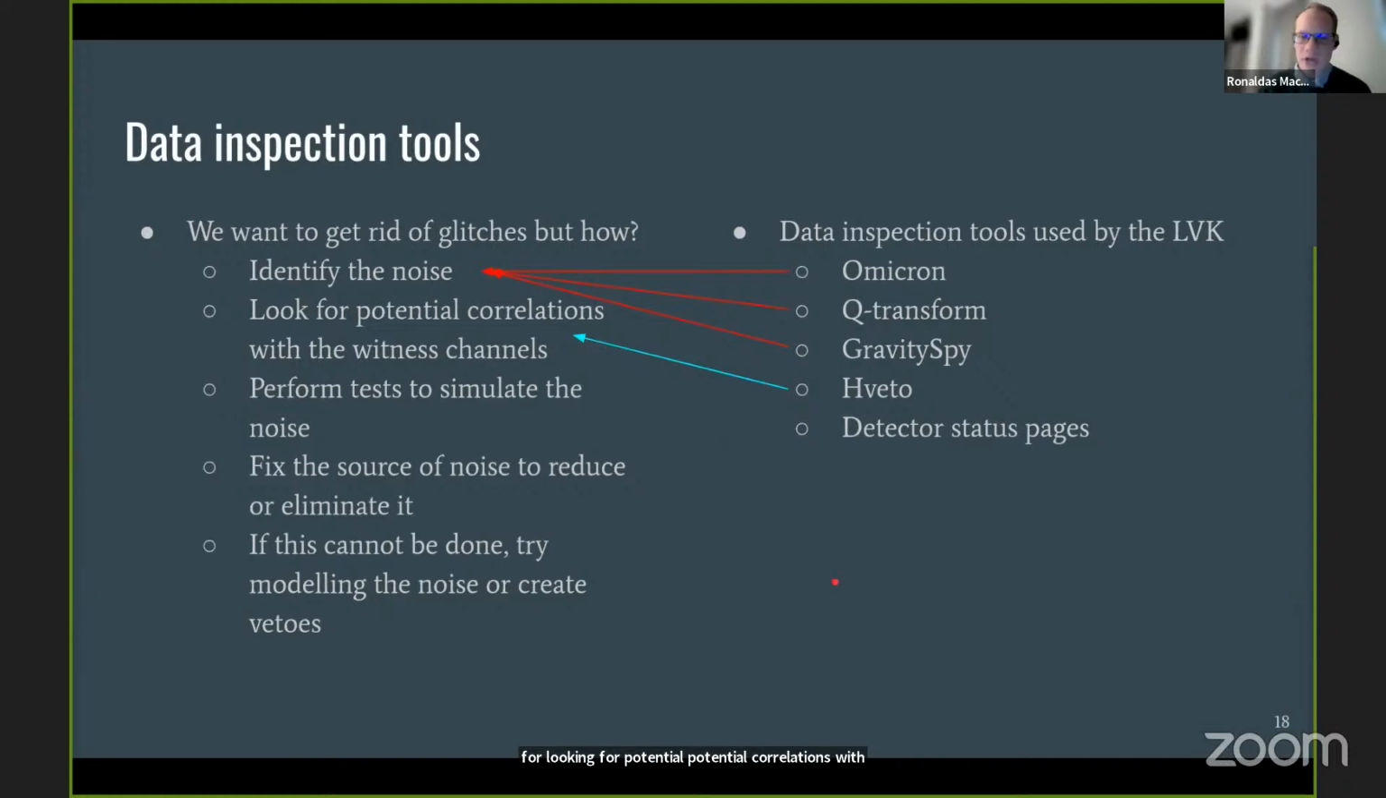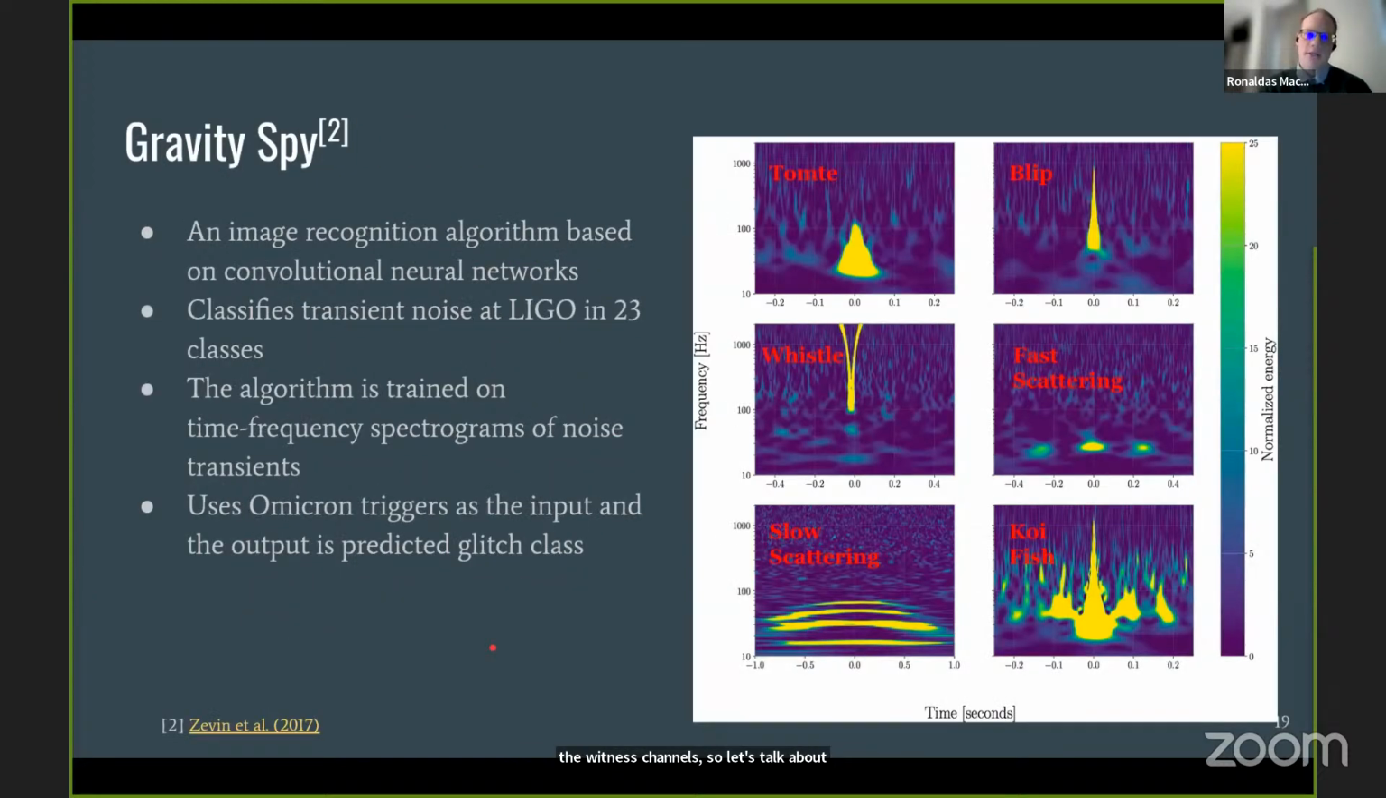So let's talk about Gravity Spy, because I haven't talked about that. Gravity Spy is actually quite an interesting tool. It is an image recognition algorithm based on machine learning, and it is able to classify glitches and noise. It is able to classify these types of glitches into 23 classes. It is not actually naming those glitches, it is just giving the classes. And then we humans tend to name things, so that's why we call these glitches as they are shown right here.